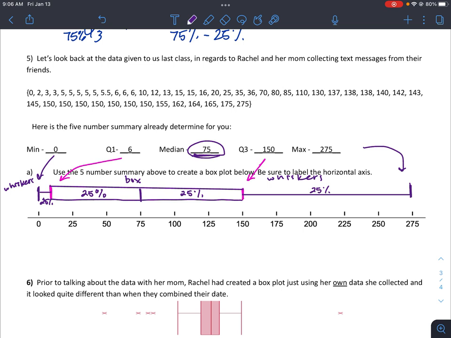Now it said, make sure you label the horizontal axis. So we have a title, number of texts sent.